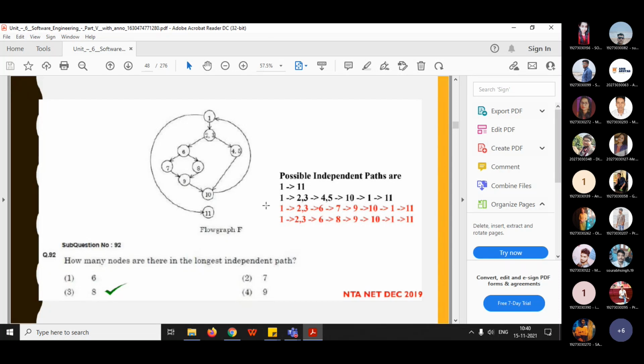So similarly, if you see this one also, it is the same: 1, 2, 3, this one is 1, 2, 3, 4, 5, 6, 7, 8. So the total number of nodes is 8.